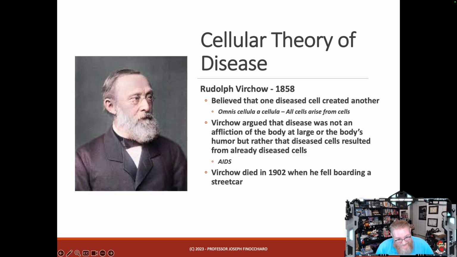Now we jump forward nearly 2,000 years. We have Rudolf Virchow, 1858, who believed that one diseased cell created another, and this is formed in the Latin phrase omnis cellula e cellula, all cells arise from cells. He argued that disease was not an affliction of the body at large or the body's humors, but rather that diseased cells resulted from already diseased cells. And he died in 1902 when he fell boarding a streetcar. Rather poor end to the guy.